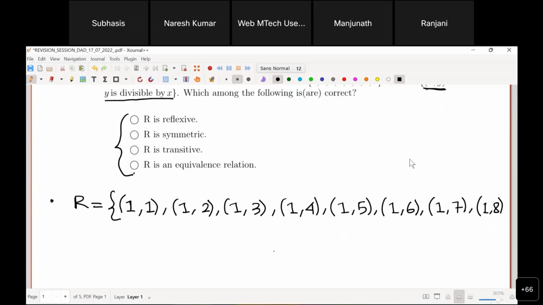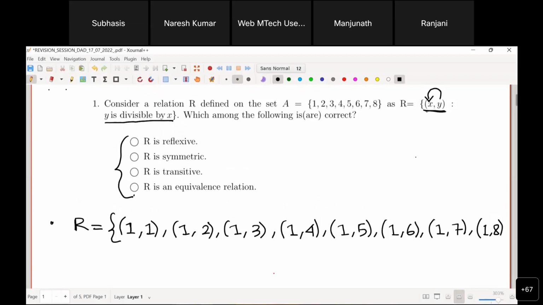So if the first pair is 1, these are the possible elements that I can make out of 1. The second thing is, if the first pair is 2, what are the possible choices for the second pair? Similarly, I have to take the second pair in such a way that the first pair divides the second pair. Certainly I cannot take 1 here, because 2 doesn't divide 1, so I have to start with 2.